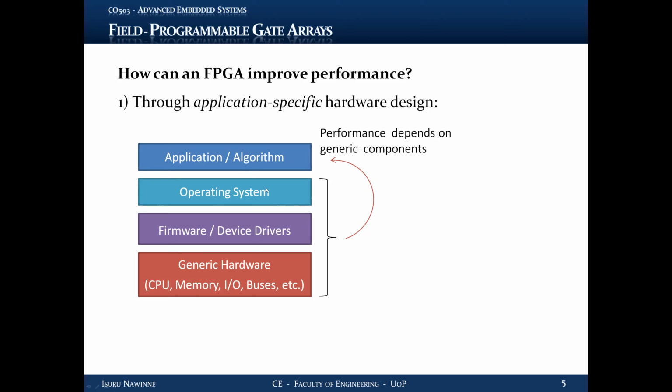Then, on top of that, you have application software, or programs written to implement whatever algorithm the programmer wants. So the performance of the algorithm, the entire system, depends on all of these generic components, right? Generic hardware, firmware, and operating system. All of those components affect the performance of the system, even though what the end user or the programmer expects is the algorithm performance. It is affected by all of these different things, right?